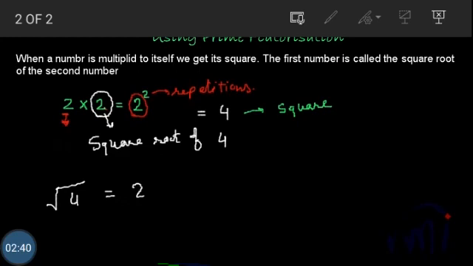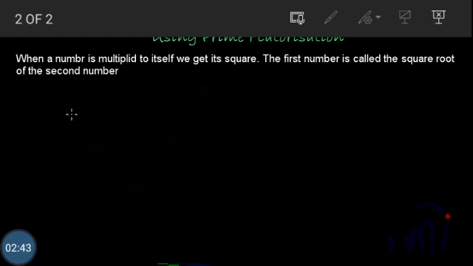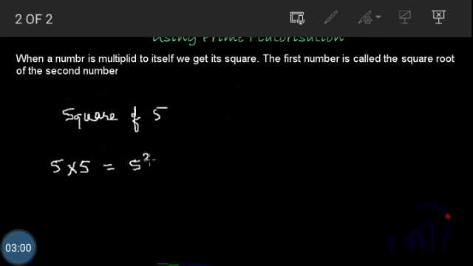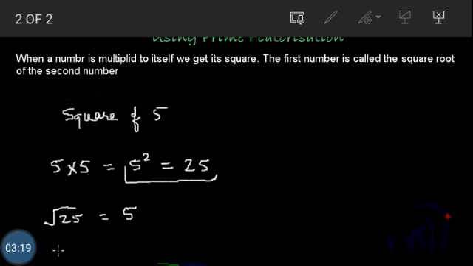And now suppose if I take one more number, suppose if I want to find the square of 5. To find the square of 5, we have to multiply 5 by 5, right? And here this 5 is appearing 2 times, so it will be written as 5 to the power 2, and this is also called the square of 5. And the value of this will be 5 5s are 25, right? So square of 5 is 25, and square root of 25 is equal to 5, right?